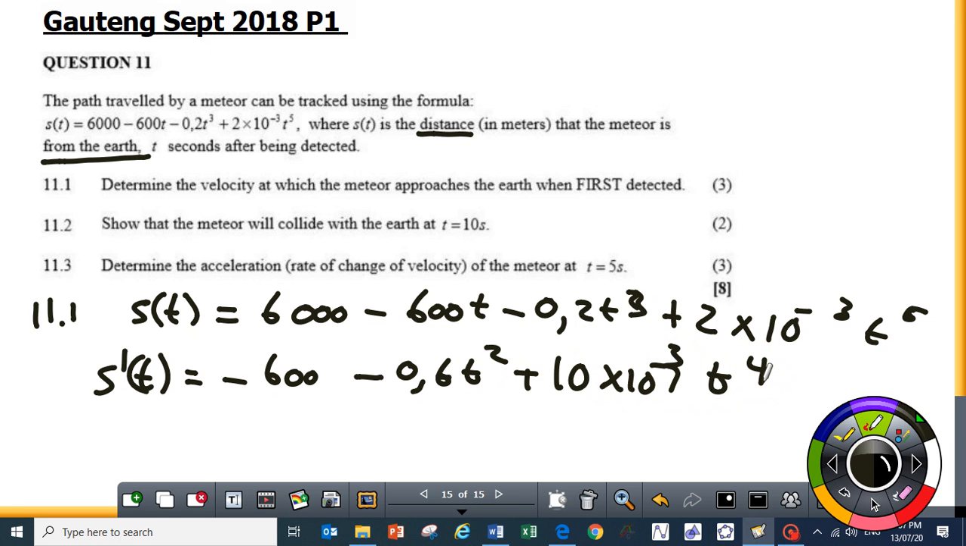Now, when it is first detected, what is the time at that point? It will be 0. It's very important for you to understand that the question is asking for the specific value. So, when it is first detected, that's t equal to 0. So, s prime of 0, all that will give us 0, this will give us 0. So, it will be minus 600 meters per second.